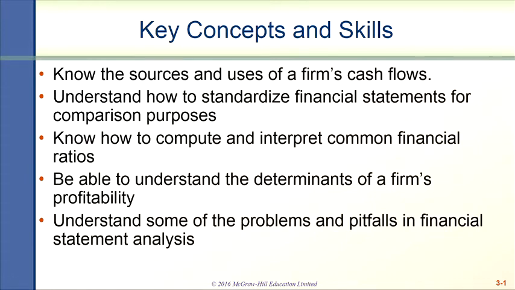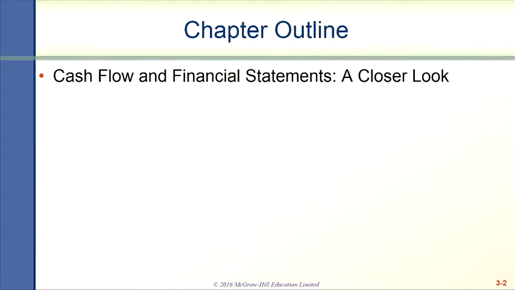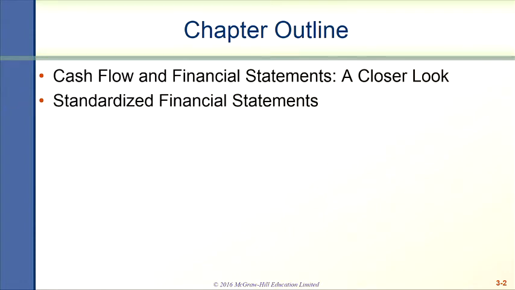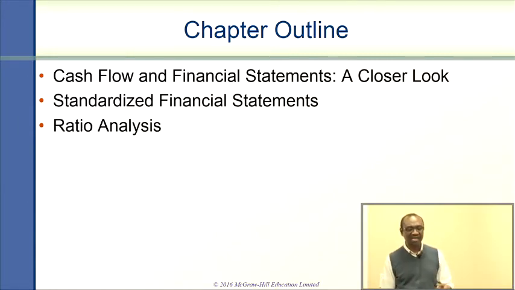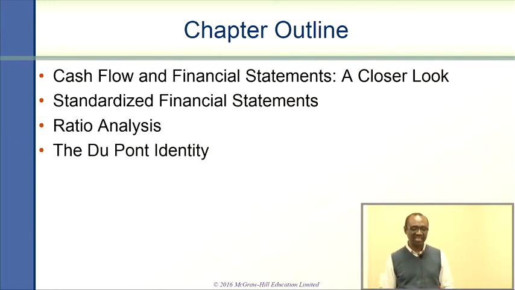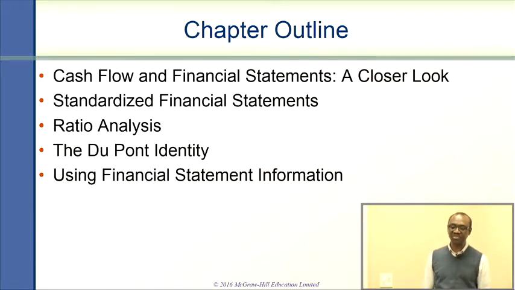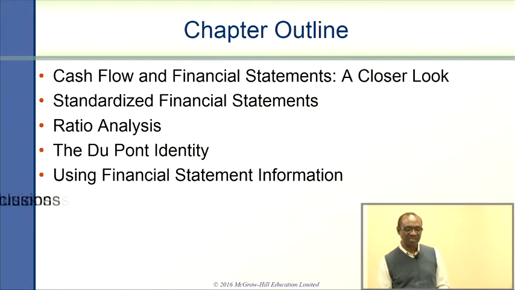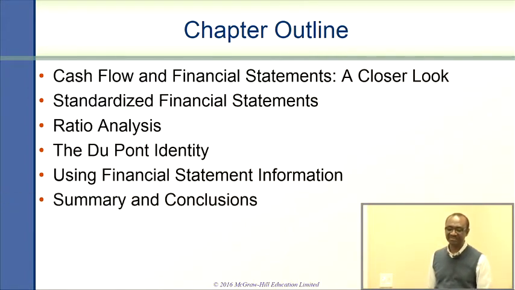So in a nutshell, or chapter outline, we look at cash flows and other financial statements, taking a closer look at the pertinent details that are reported in the statement of cash flows. We also look at the standardized financial statements, and we'll look at the cash flow and ratio analysis, and using that also look at the Du Pont identity, and using the financial statement information. How do we use it? And basically, that's the total coverage of this chapter.